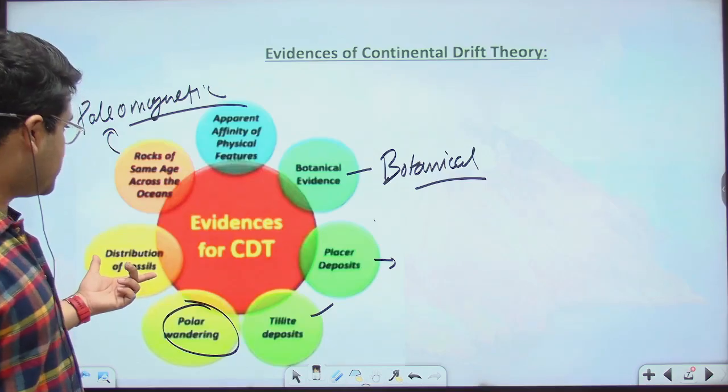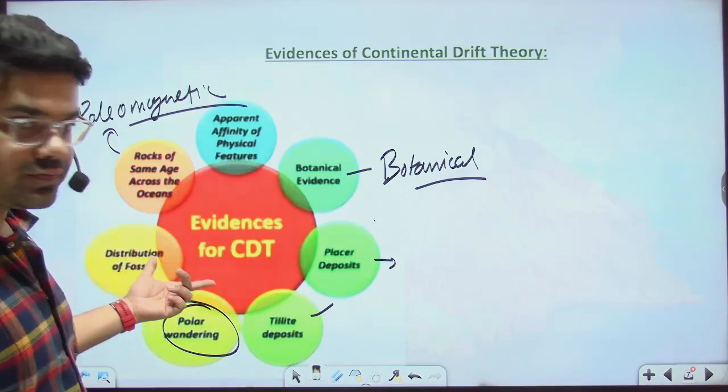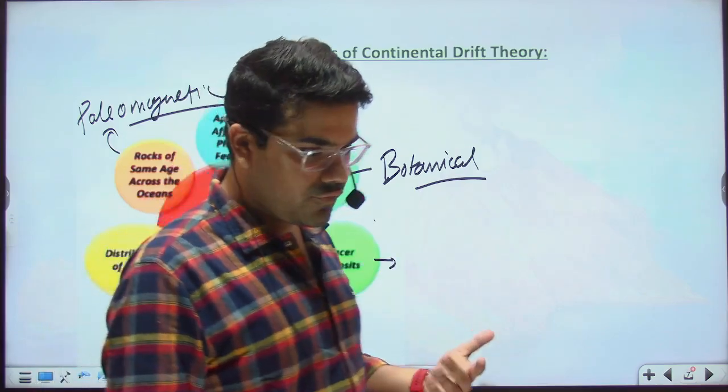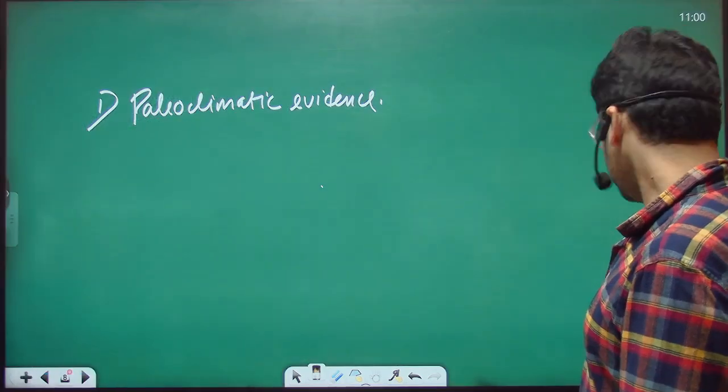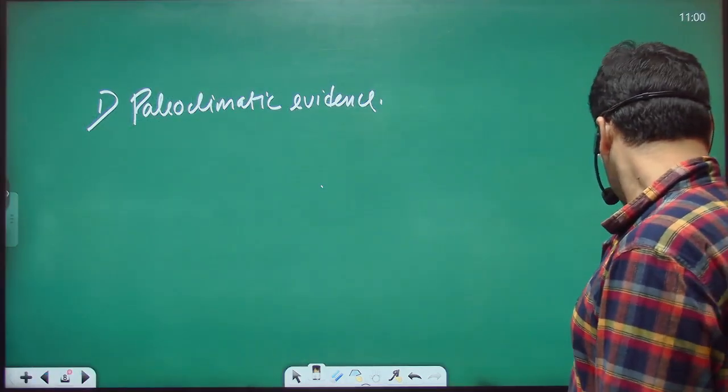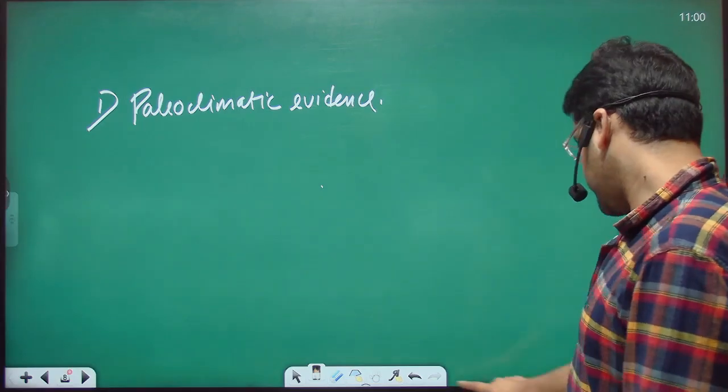Okay. Distribution of fossils we have talked about. Okay, the fossil fuels and the paleoclimatic evidence are almost the same. Moving forward.